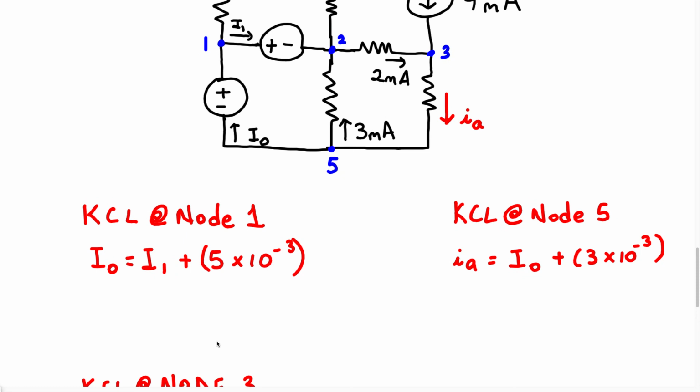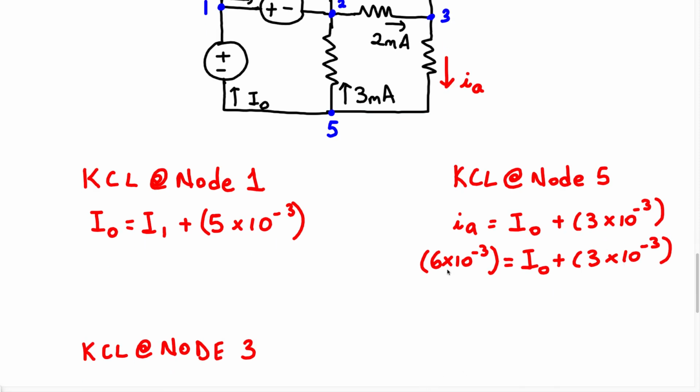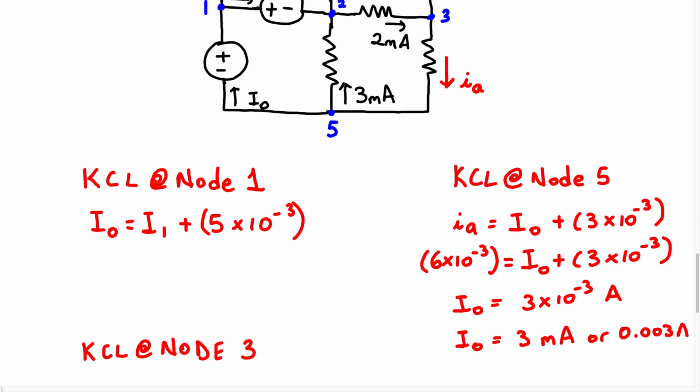So we can now rewrite this as 6 times 10 to the minus 3 equals I sub 0 plus 3 times 10 to the minus 3, close brackets. Now we want to find I0. This is very easy to find. All we're going to do now is move this over to the other side, but I'm going to rearrange the equation. So I sub 0 equals, now when we move this over, we're going to get 3 times 10 to the minus 3 amps, which you can also say is 3 milliamps, or 0.003 amps. So this is going to be our answer for I0.